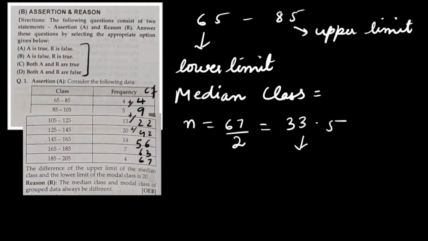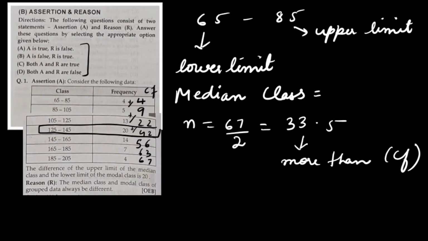Now more than 33, then more than this I have to check in the cumulative frequency. I got n by 2 as 33.5. More than this in cumulative frequency is 42. So just opposite to 42, the class interval is the median class. So median class is 125 to 145. I hope you have understood.